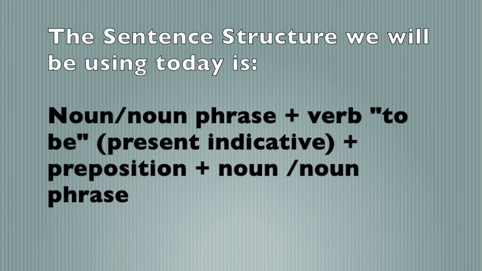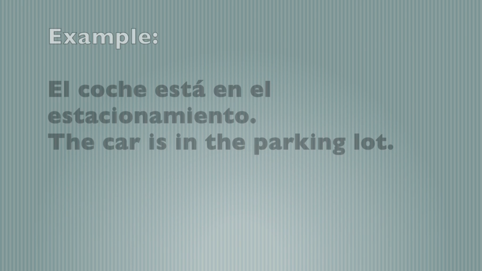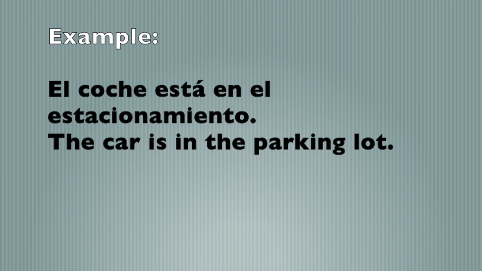So our sentence structure for today is going to be a noun or noun phrase plus the verb to be. In this case it will be the verb estar, because we are talking about location, in its present indicative form, plus the preposition, plus another noun phrase. Por ejemplo, el coche está en el estacionamiento. The car is in the parking lot.